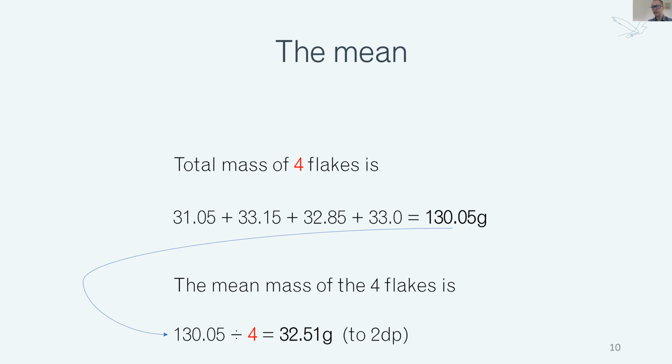Just to make the point that when you buy your next favorite food or sweet, perhaps you'll get lucky and you'll get a bit more than it says on the wrapper. Or maybe you'll get unlucky and get less than it says on the wrapper. The average mass of the 4 Flake bars was actually more than 32 grams, as it says on the slide, 32.51 grams to 2 decimal places.